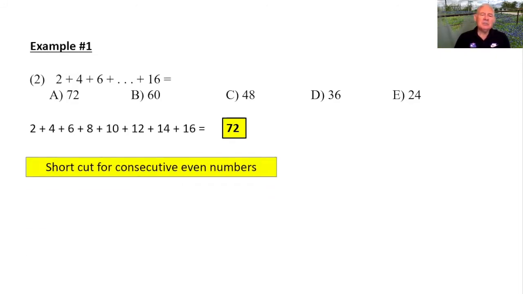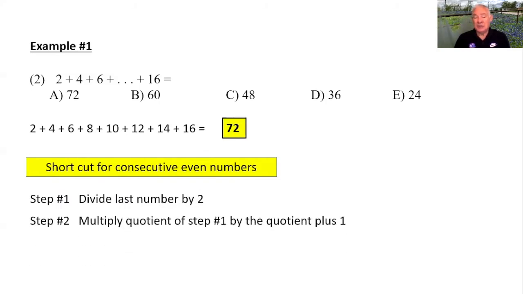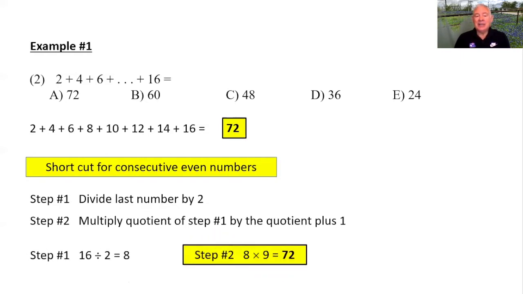Perhaps a number sense shortcut for consecutive even numbers. Here's a formula: divide the last number by 2, then multiply the quotient by the quotient plus 1. So for this problem, 16 divided by 2 is 8. And then 8 times 8 plus 1, or 9, is 72. And that might be a little bit shorter way of doing that.